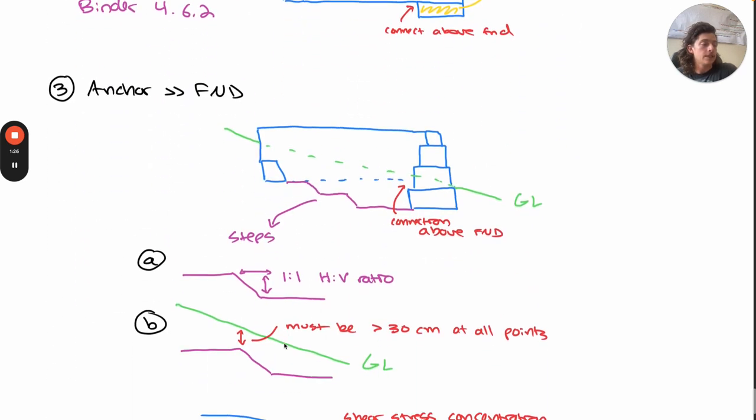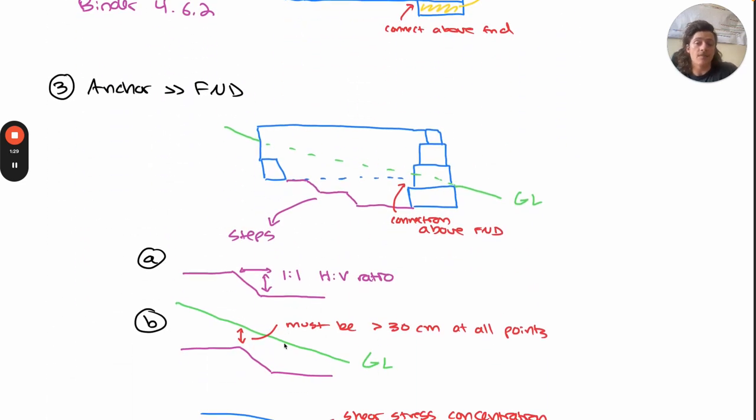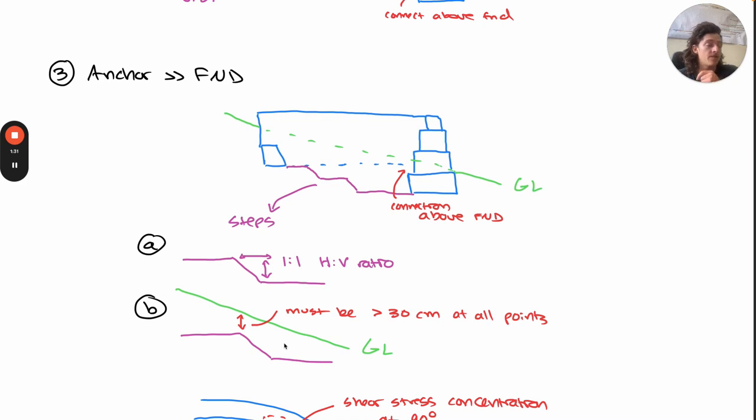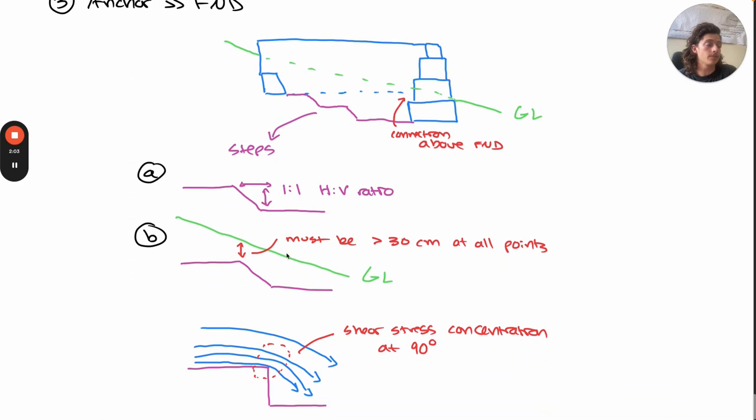And finally, if the anchor is significantly above the foundation bottom, such that the bottom of the anchor is above the top of the foundation, you may want to consider steps using the empirical rule laid out in the binder section 4.5 and also discussed in the soil shear section of this course. These steps should be angled with a 1-to-1 ratio and remain 30 centimeters below grade. For example, a 50 centimeter step would drop 50 centimeters over a 50 centimeter length. This is to avoid shear concentration in that 90-degree joint.